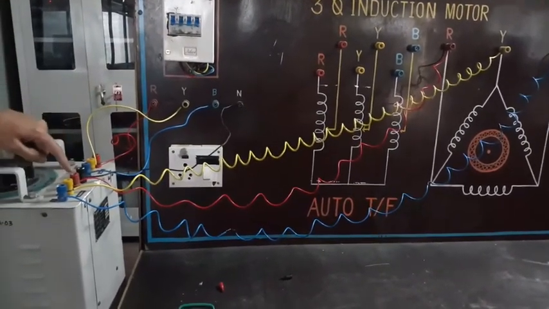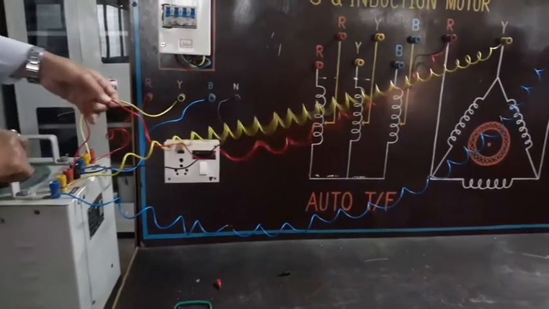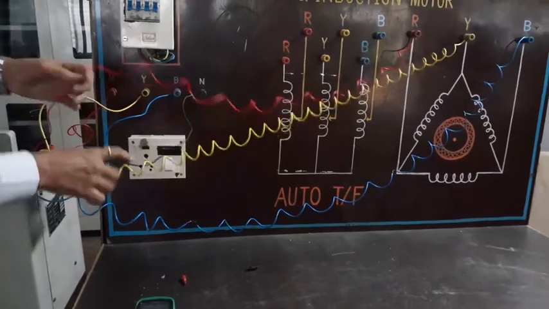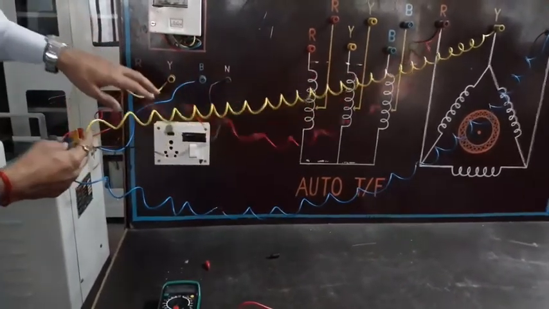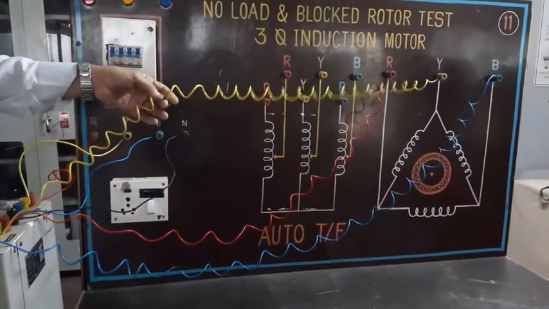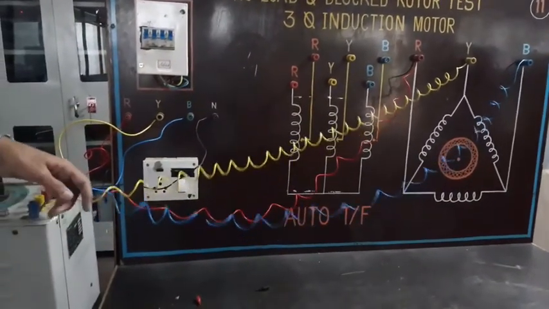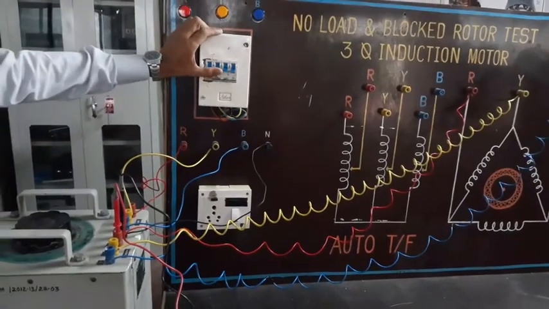Now the output of this three-phase auto transformer is connected to the motor terminals. That means the R output of this auto transformer I am connecting to the R phase of the motor, the Y output of the auto transformer to the Y phase of the induction motor, and the output of B phase to the input of B phase. Now we will start our practical.